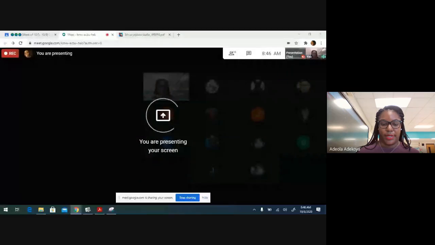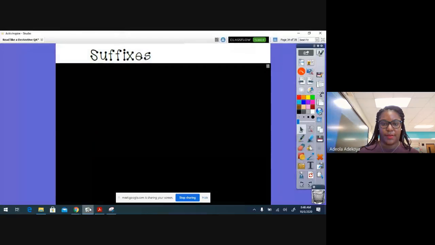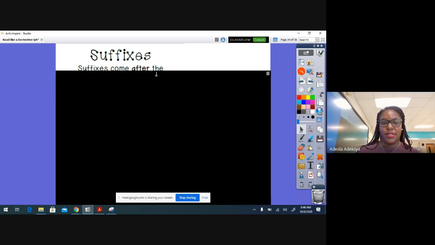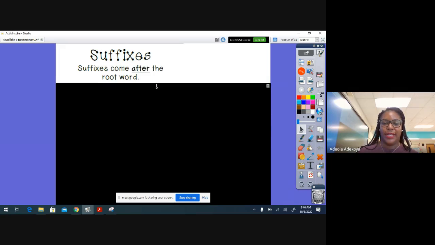All right, so basically today we're going to work on suffixes. We have been talking about word parts, and our focus today again is on suffixes. So what are suffixes? Suffixes are the part of the word that comes after a root word. We're going to look at a couple of suffixes, identify them in a passage, and then read the passage for comprehension.